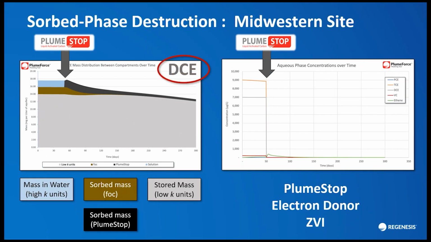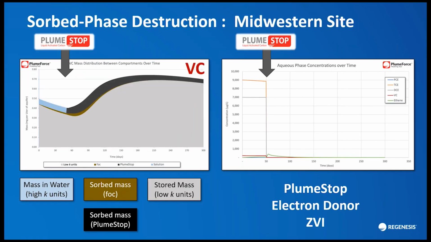This is DCE. In this case, we can see that the dissolved phase mass disappears almost immediately. The blue mass disappears, it's sorbed onto the carbon. But this time, the overall destruction of DCE is far slower because DCE is much less reactive with the ZVI. So we see the mass from the groundwater and the FOC partitioning onto the carbon, and then some of the mass from the lower K unit back diffusing a little and again getting caught on the carbon. So none of it really shows up in the groundwater. All of the action is now starting to take place in the sorbed phase.